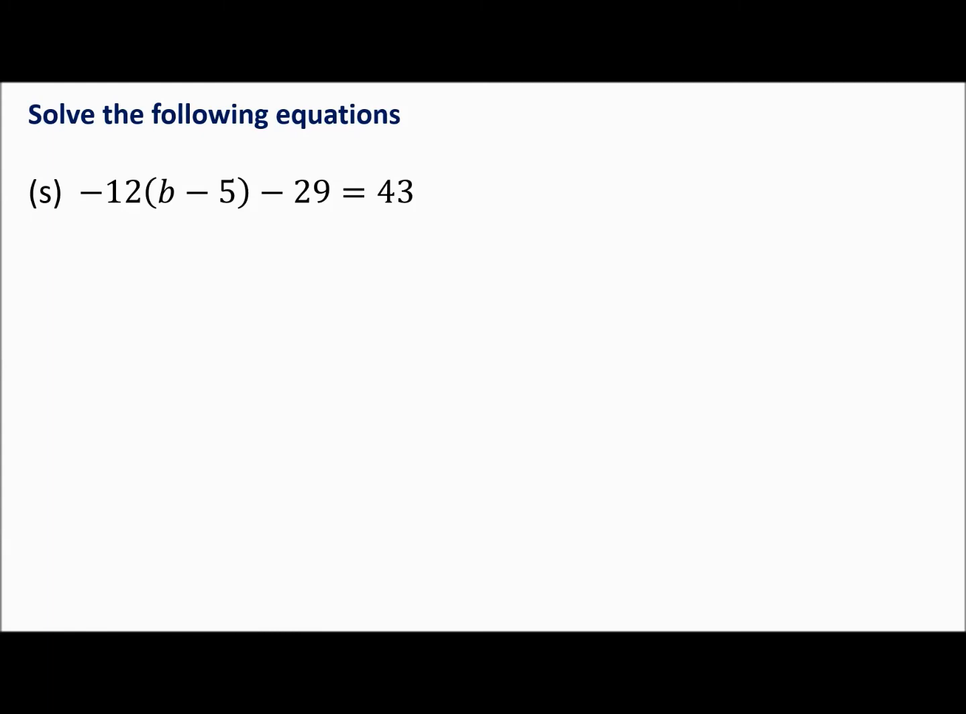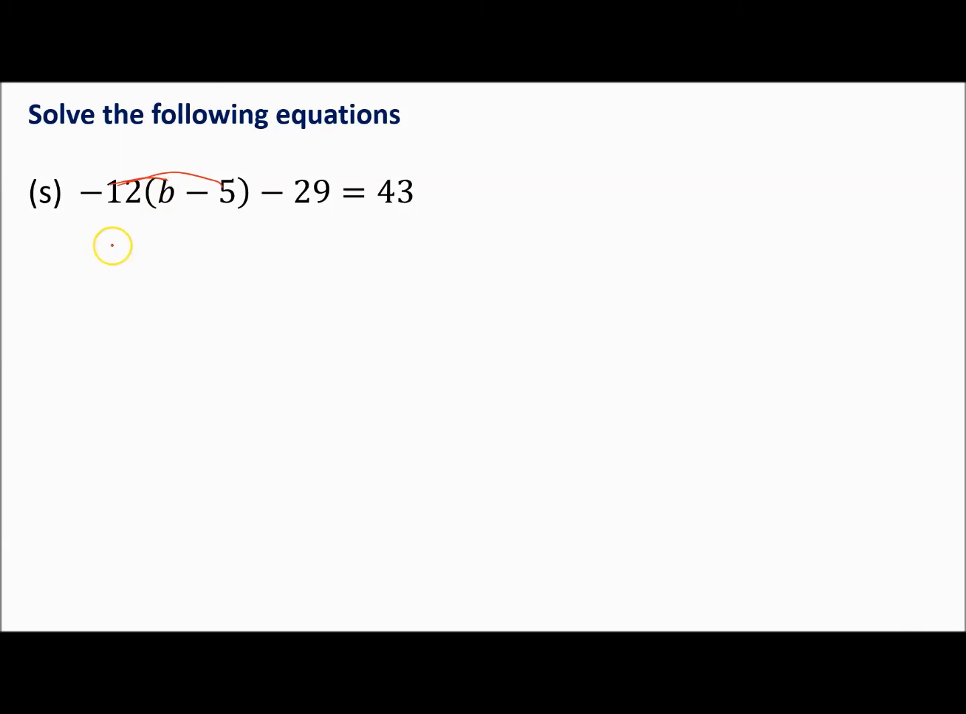See, you've got to use the distributive property, right? Because you've got this b minus 5 that's multiplied by this negative 12. I would go ahead and subtract 5 from b, but I can't because I don't know what b is. So there's no option, I must distribute that inside. Okay, so let's start there, one thing at a time.